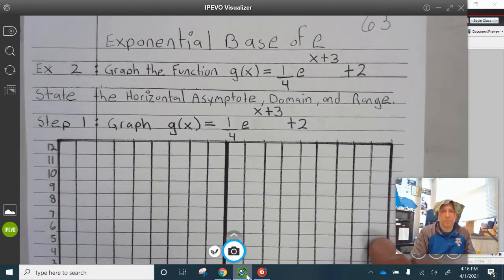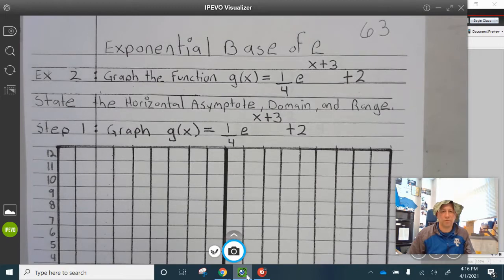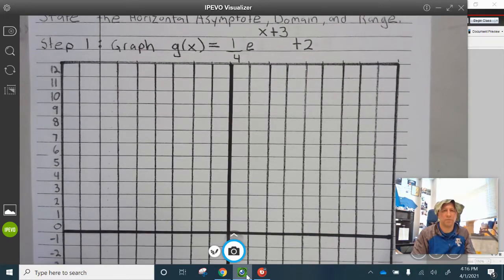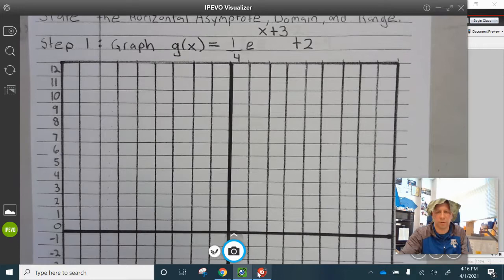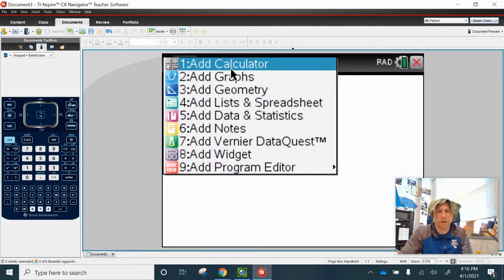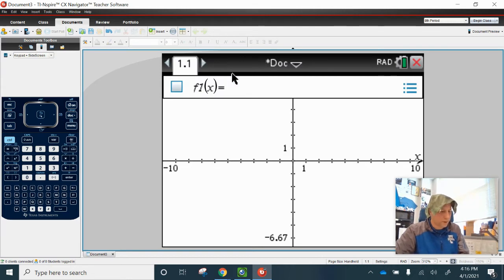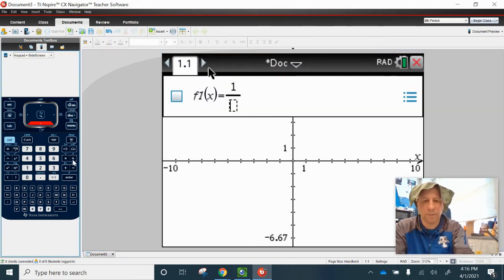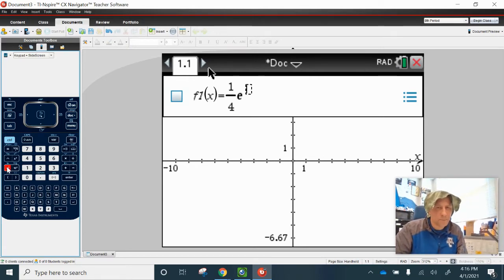All right, example 2. Graph the function g of x equals 1/4 e to the x plus 3 plus 2. State the horizontal asymptote, domain, and range. Okay, so we're going to graph that. So let's go to our calculator again. We're going to go to on, new document, add graph. Okay, so we're going to do control divide 1 divided by 4 e to the x plus 3, click to the right, plus 2.